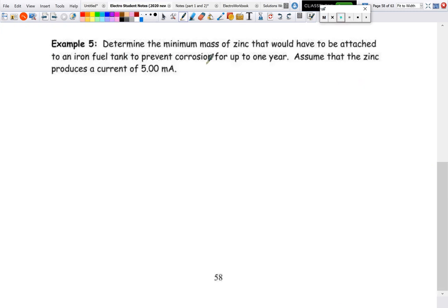This one reads, determine the minimum mass of zinc that would have to be attached to an iron fuel tank to prevent corrosion for up to 1 year, assuming that zinc produces a current of 5 milliamps. So of course, this is the minimum mass, right? So obviously zinc is going to be the wanted. And this right here is going to get into the next equation about cathodic protection and stuff like that.